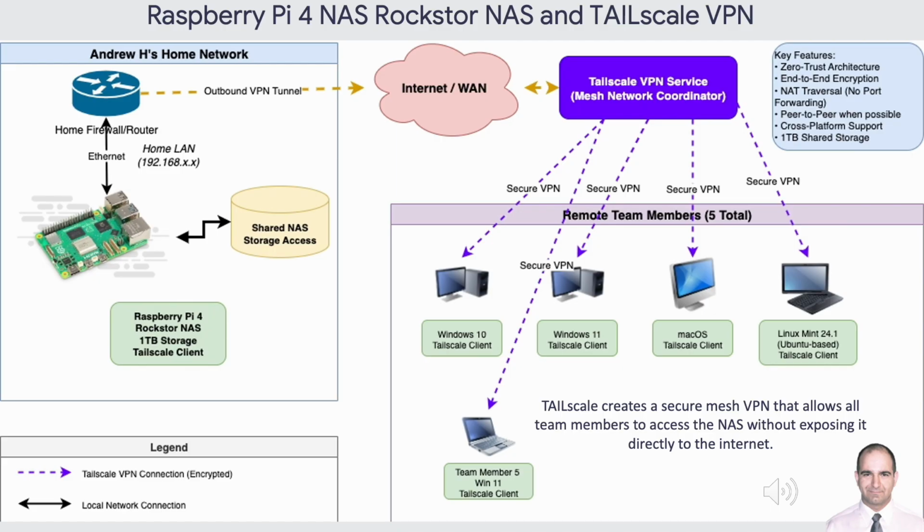On the right side, each team member, once logged in, appears to be on the same local network as the Raspberry Pi, allowing for secure file access. We get cloud convenience, data ownership, and low-cost scalability, all powered by open source software.